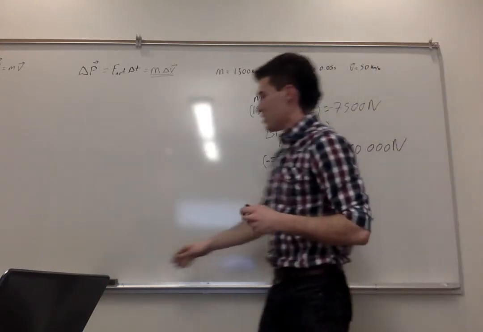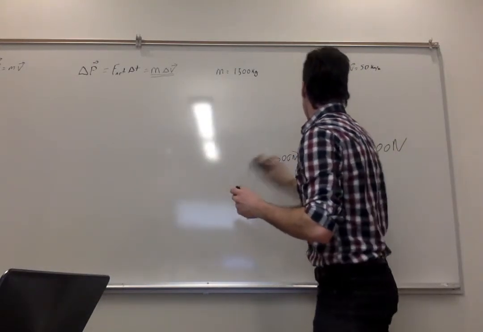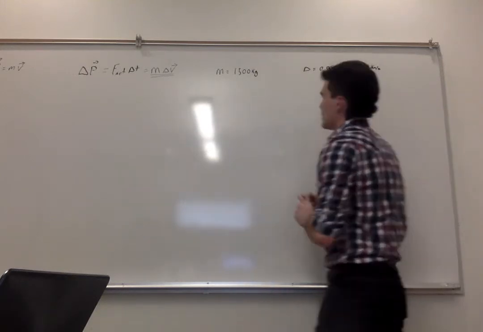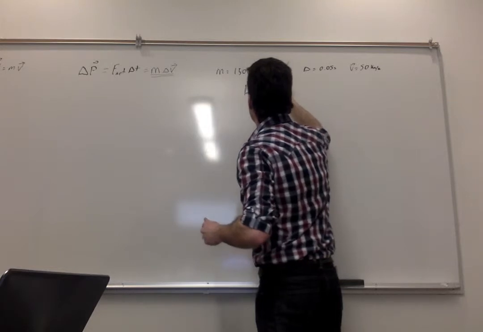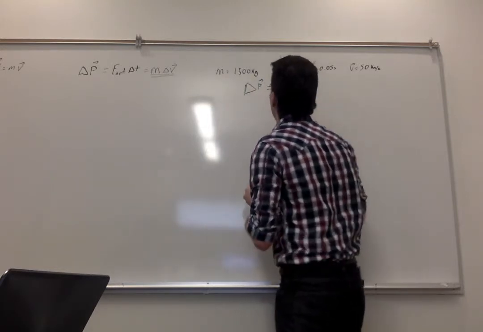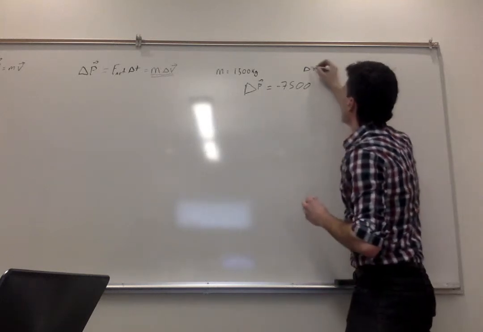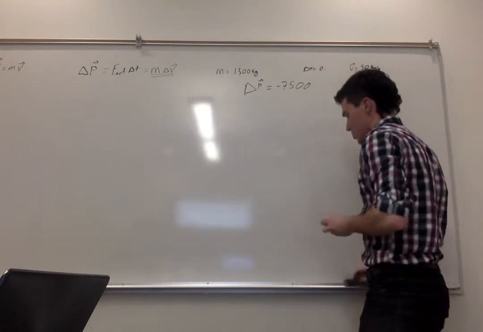So if we do the same calculation we did before, but now it takes the car 0.25 seconds to stop. All we're changing here is the time, so our impulse will be the same. It's going to be negative 7,500 newtons. But now our delta t up here is going to change, so it's 0.25 seconds.